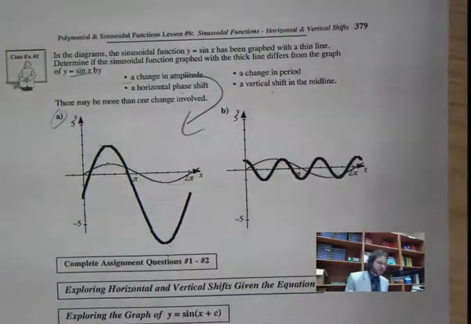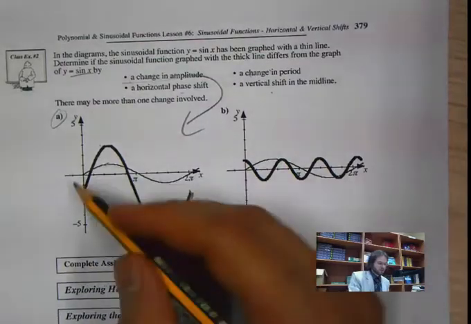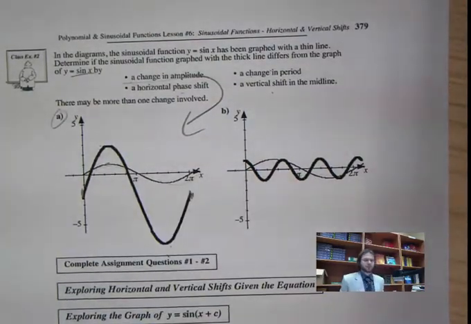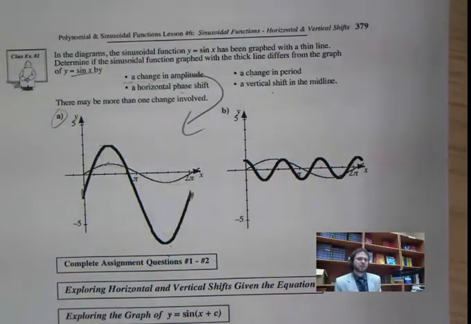Let's take a look at the next one. Period. On my period, I start here and end here. Right? It's 2 pi, so 2 pi, 2 pi. So my period is the same. There's no change in period.